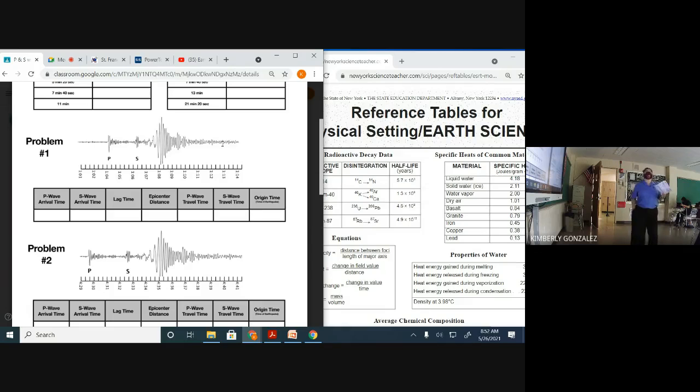You guys need units. So if it's 220, it's 2 what? 2 minutes, 20 seconds. Good. So then what's the epicenter distance? It's 1,400 kilometers. So then what is the P wave travel time? 3 minutes. Good. What is the S wave travel time? 5 minutes and 20 seconds. So then the origin time is?